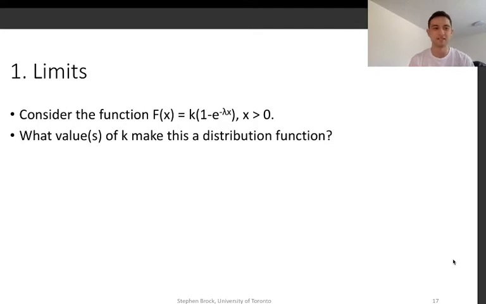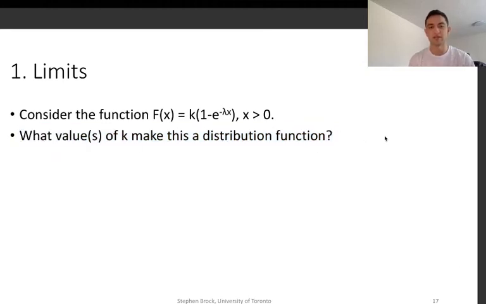So hopefully you've heard of this term before, but if you haven't, I'm going to try my best to do a good run through of what you need to know about limits for this course. So consider the function f of x is equal to k times 1 minus e to the negative lambda x for x greater than or equal to 0. So what values of k make this a distribution function?